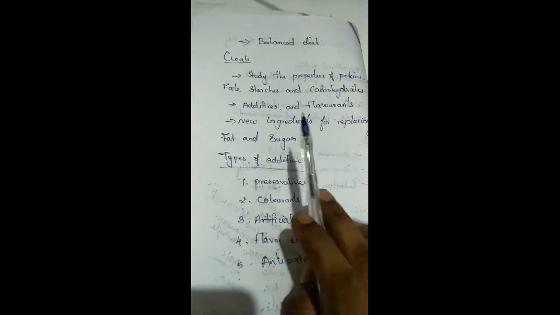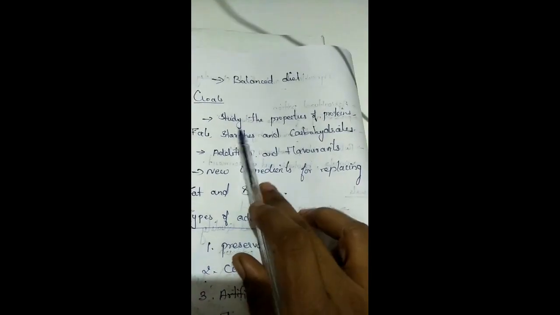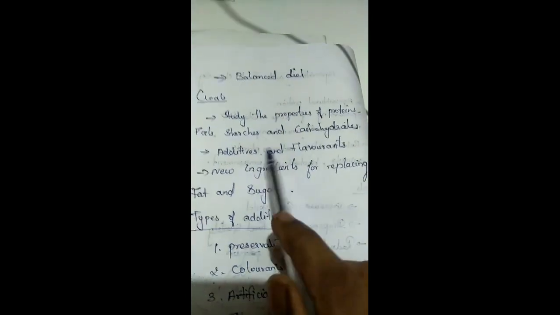Now many packed foods are coming in the market, and they are saying, isn't it, that instead of sugar you can use these components. It is a chemical which does not increase the level of sugar, an alternative instead of sugar. So this is the main role: they will create new ingredients for replacing fat and sugar. So these are the goals of the food chemist. What is the first one? They study the properties of proteins, fats, starches and carbohydrates. Then they will have the knowledge about additives and flavorants.